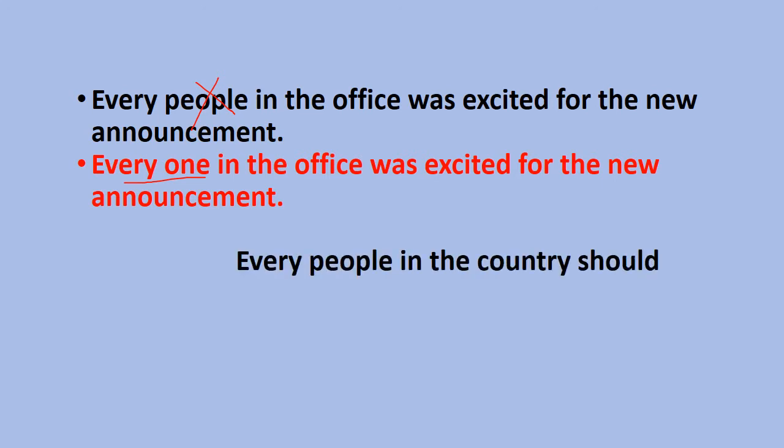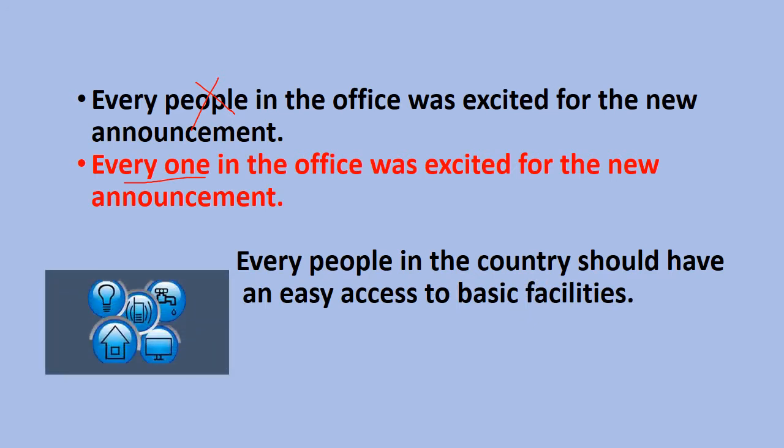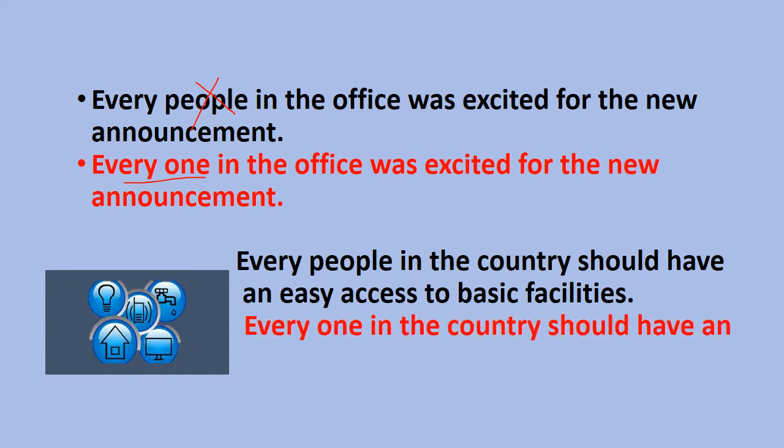Every people in the country should have an easy access to basic facilities. Correct? Everyone should have at least water, electricity, etc. Here again it is every people, and you are correct. Our correct sentence or the improved sentence will be, everyone in the country should have an easy access to basic facilities.